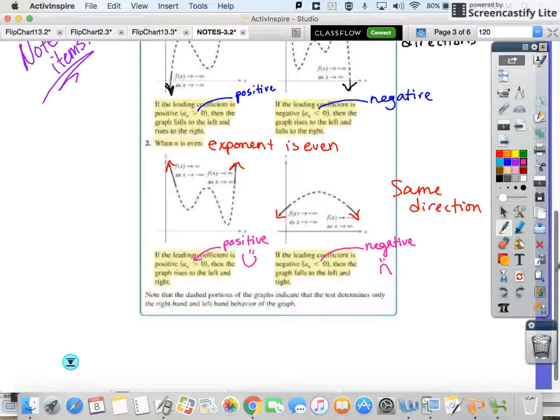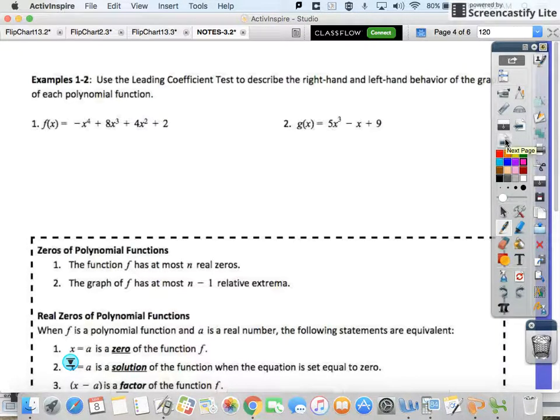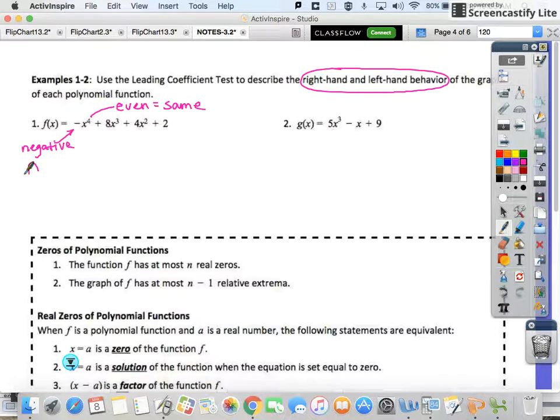So what we're going to do is look at a couple examples. So it says use the leading coefficient test to describe the right hand and left hand behavior of the graph of each polynomial function. So first, this is even, which means they're the same, meaning they move up or down together. Since this is negative, that means it opens down like a sad face. So it starts pointing down, and it ends pointing down.